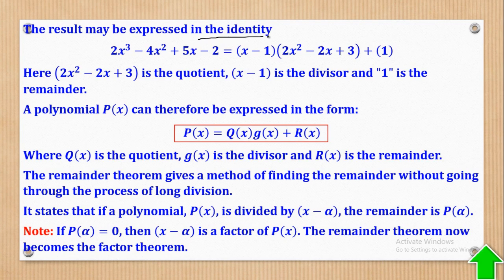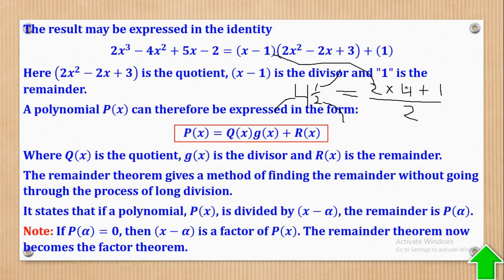Now the result may be expressed in the identity that the polynomial is equal to the divisor multiplied by the quotient plus the remainder. I think you can easily memorize that from what you used to do to express a mixed fraction as an improper fraction. So if I have, for example, 4 whole number 1 over 2, it implies that 2 is the divisor, 4 is the quotient, and 1 is the remainder. Now when I want to express it as an improper fraction, I say 2 multiplied by this 4 plus 1, everything divided by the divisor. So 2 is the divisor, which is here, then 4 is the quotient, which is here, plus 1, which is the remainder, which is here. So that's one of the easiest ways to memorize this expression.